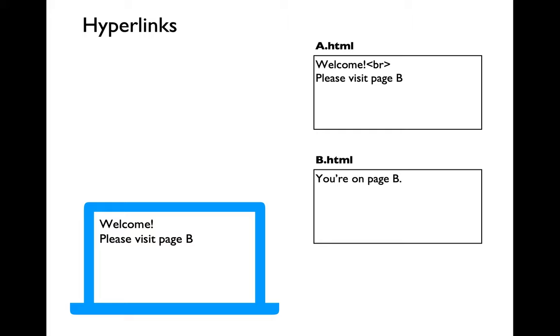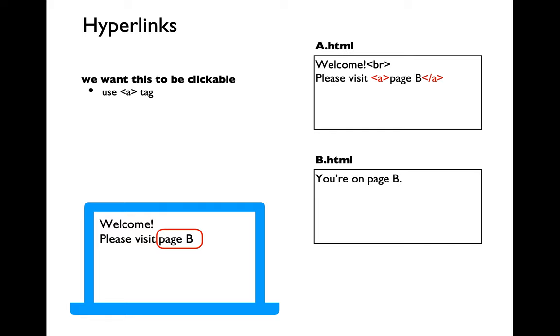Let's say that I have two web pages, a.html and b.html. a.html says welcome, please visit page B. b.html says you're on page B. Wouldn't it be nice if we had page B text over here as a hypertext so that you can click on the link so that it will take you to page b.html over here? How can we achieve that? We need to use the anchor tag, which is in short a tag. Unfortunately, the h tag is used for header, so we are stuck with a for the hyperlink.